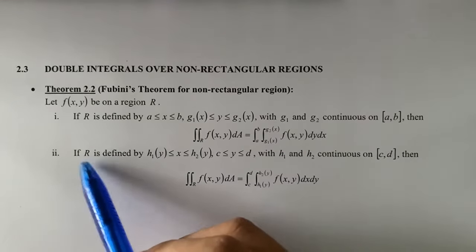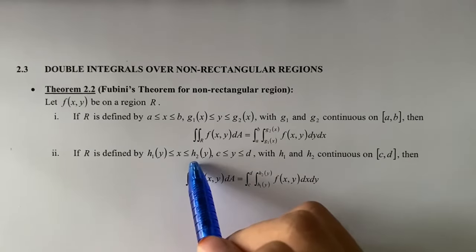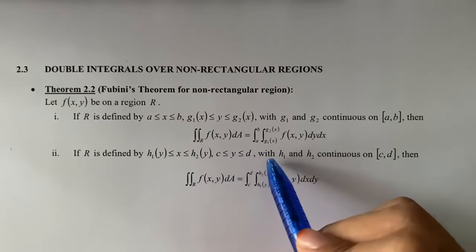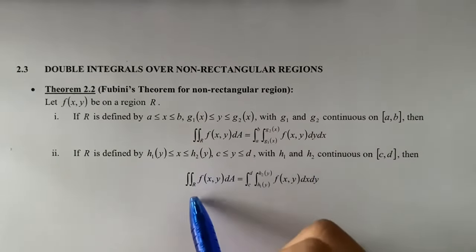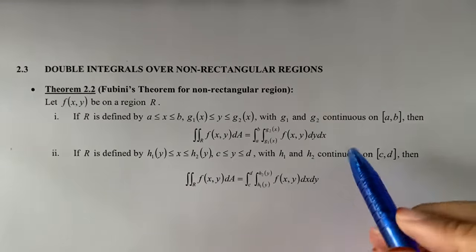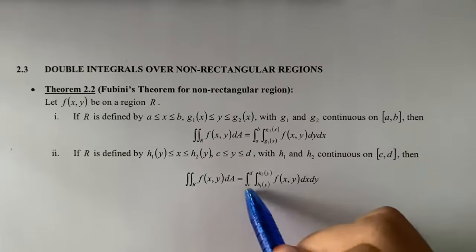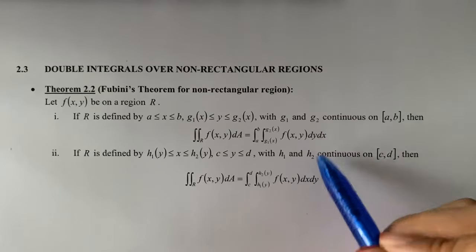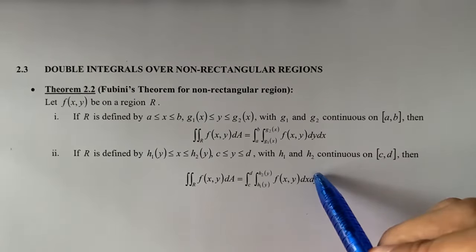Or, if R is defined such that x is bounded by functions h1 and h2, and the limit for y is c to d, fixed numbers, with h1 and h2 continuous on [c,d], you can have this second expression of the double integral: h1 to h2 for the limit of x, then c to d for the limit of y. You will find that these two give you the same values as long as you refer to the same region.